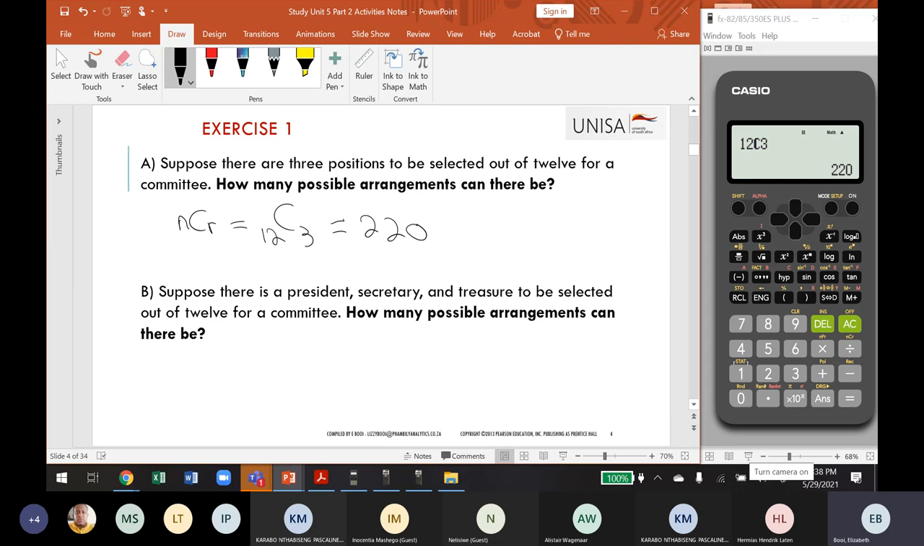Number two, there is a president, a secretary, and a treasurer to be selected out of a 12-member committee. How many possible arrangements can there be? Is there order or preference given? How many of you are saying yes? Let's start with the yeses. I had one yes. Are there other people who agree with the yes? Are there other people who are agreeing with the no?